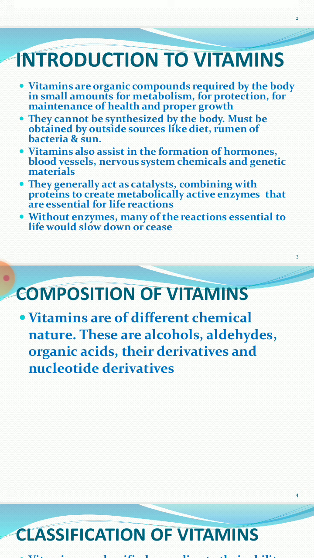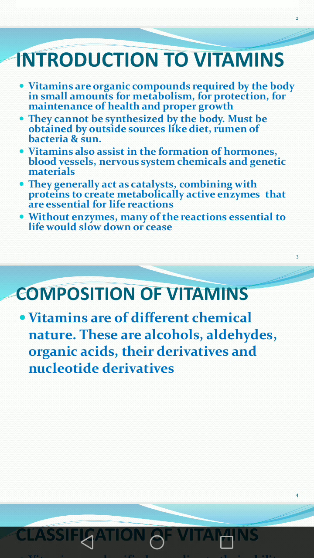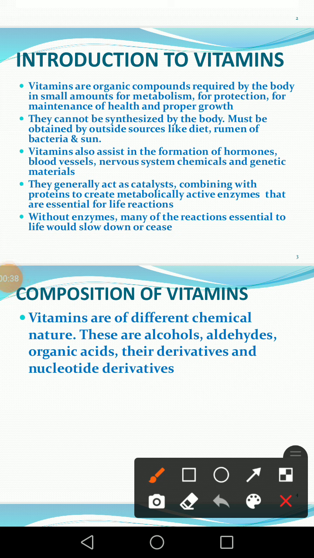Vitamins are organic compounds required by the body in small amounts for metabolism. Metabolism refers to all the chemical reactions occurring in the body for protection, for maintenance of health and proper growth. We require vitamins. Second, they cannot be synthesized by the body and must be obtained from outside sources like diet, rumen bacteria, and sun. Vitamins also assist in the formation of hormones, blood vessels, nervous system, chemicals, and genetic materials.